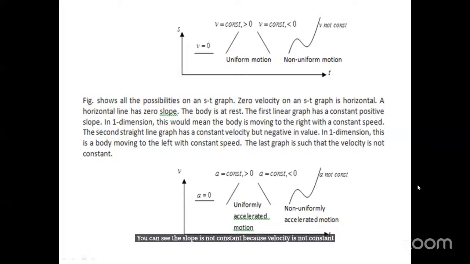We can take that to the next figure, in which case we are drawing v against t. The first one, a is 0. The second set, a is greater than 0, constant. Then a is less than 0, constant. Then the last one is for non-uniformly accelerated motion. Are we okay with these diagrams?